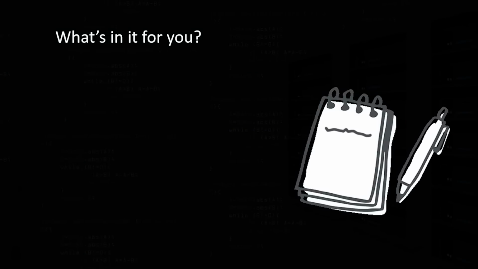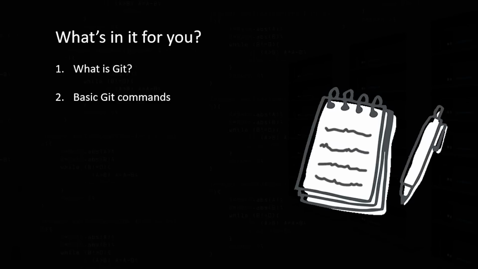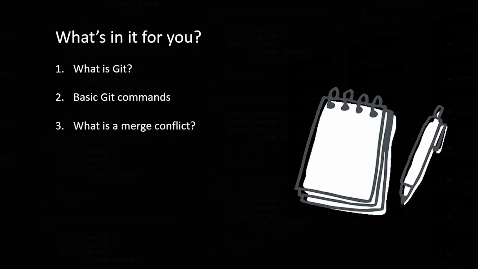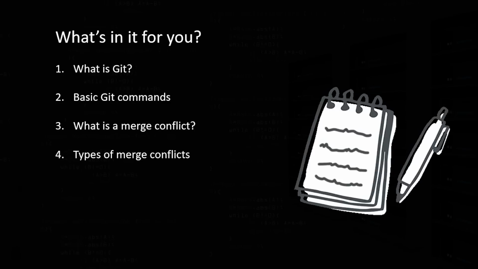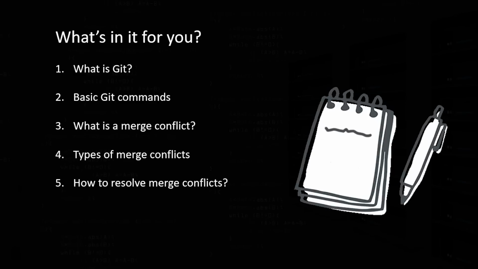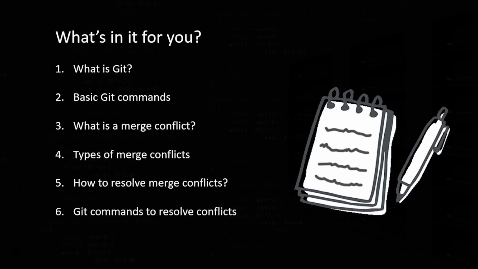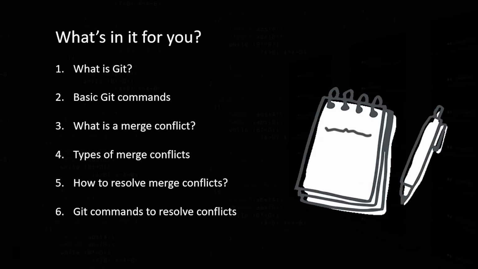Now what exactly are we going to talk about here? We are going to talk about what exactly the Git version control system is. We are also going to talk about the basic Git commands used in Git. Then we are going to talk about what a merge conflict is all about, and the different types of merge conflicts which we encounter while doing any kind of merging or modifications, and then how to resolve these merge conflicts faced by an individual developer. And then the last one is the various Git commands involved in resolving these conflicts.